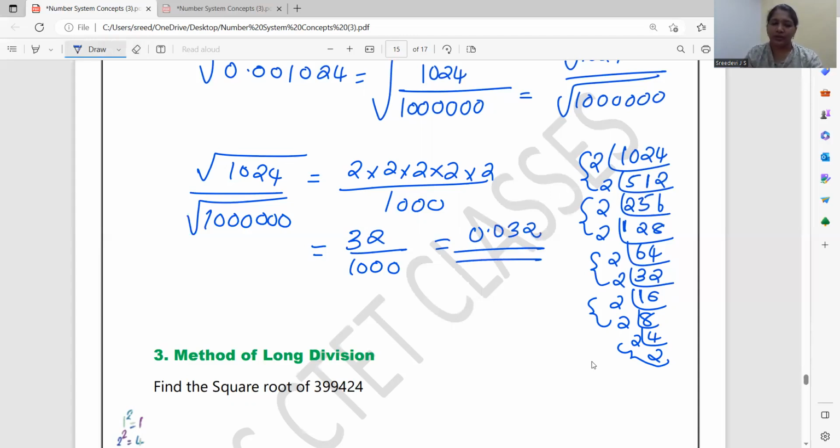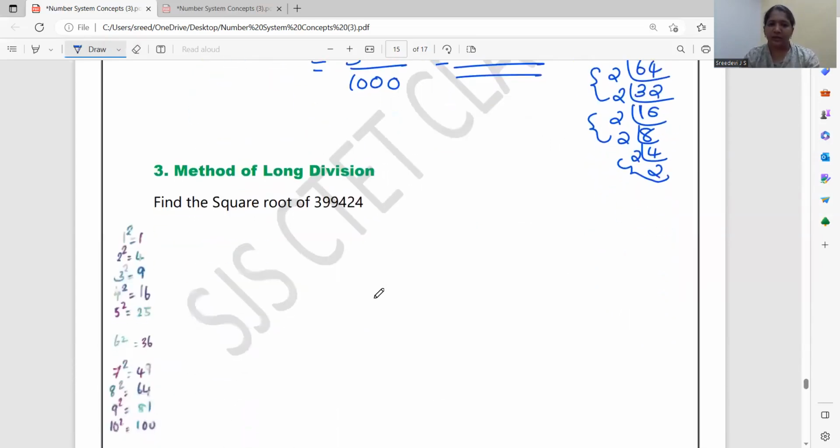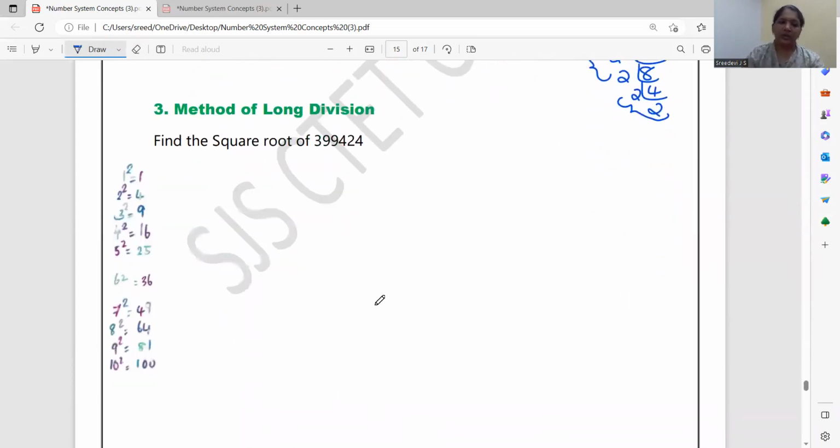Okay, so this is the method of finding using properties. Next is the method of long division. Whenever we are learning this method, we should be aware of at least the squares up to 10: what is 1 square, 2 square, 3 square, up to 10 square, we should be aware of.